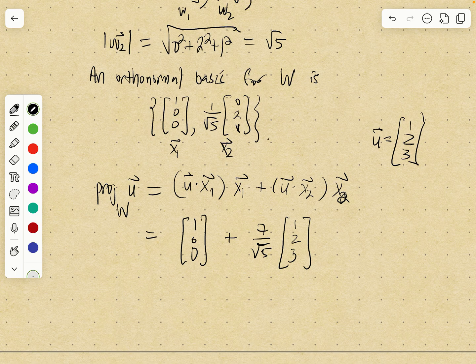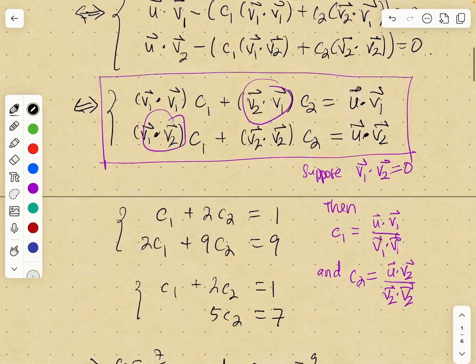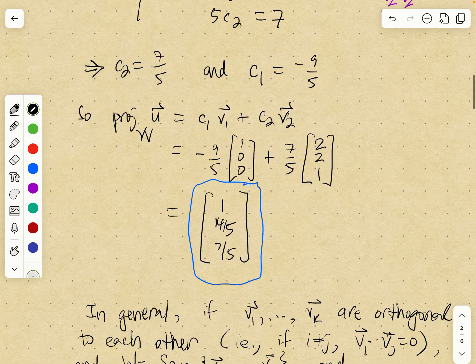Something about this is a bit fishy. Do I get the same answer as before? Nope. What did I do wrong?